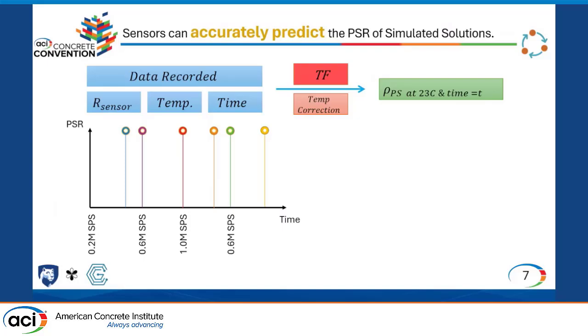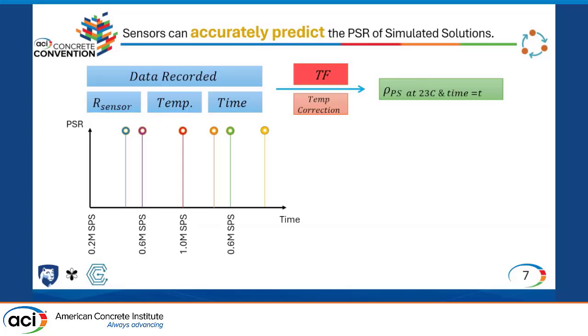So what are the things that you usually need to record when you're using the sensor? You only have to measure the resistance of the sensor, record the temperature of the sensor, and the age of the sample while you're doing the testing. And then you multiply by the translation factor, and you use the temperature correction model, and you will be able to have the pore solution resistivity at a specific age at a constant temperature of 23.